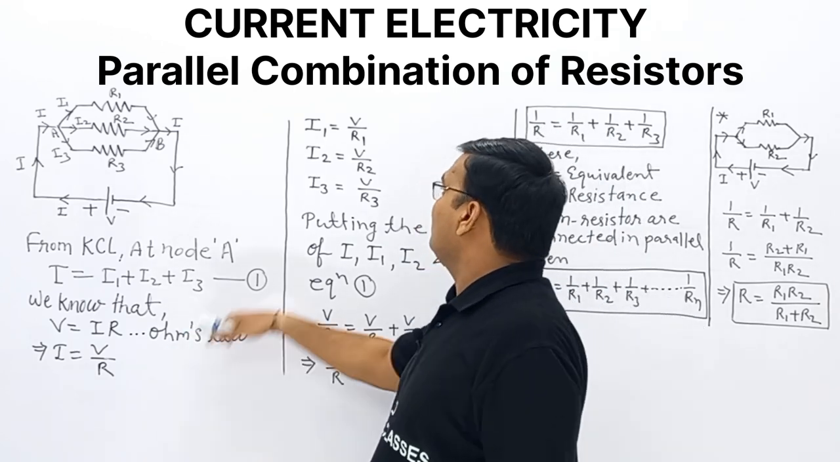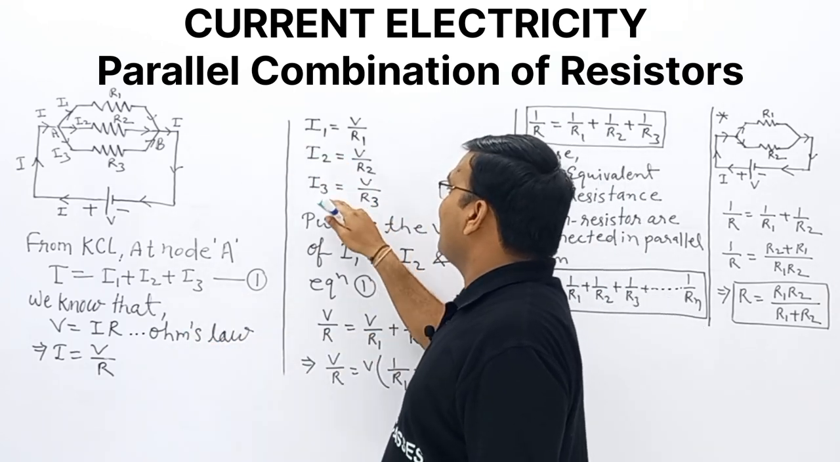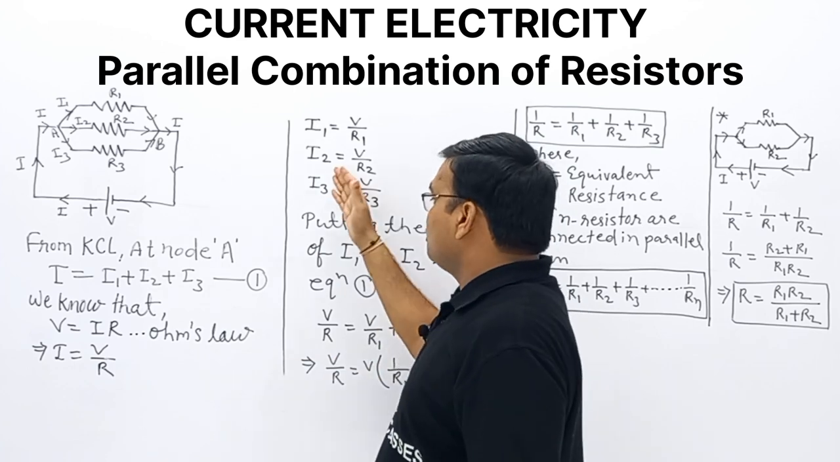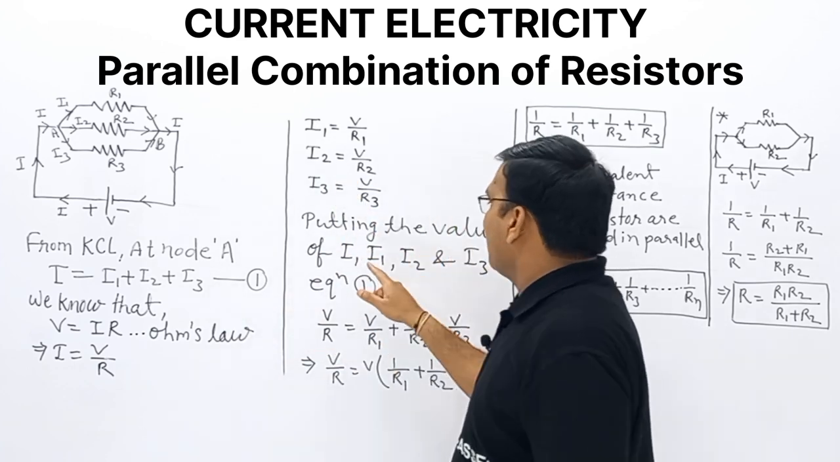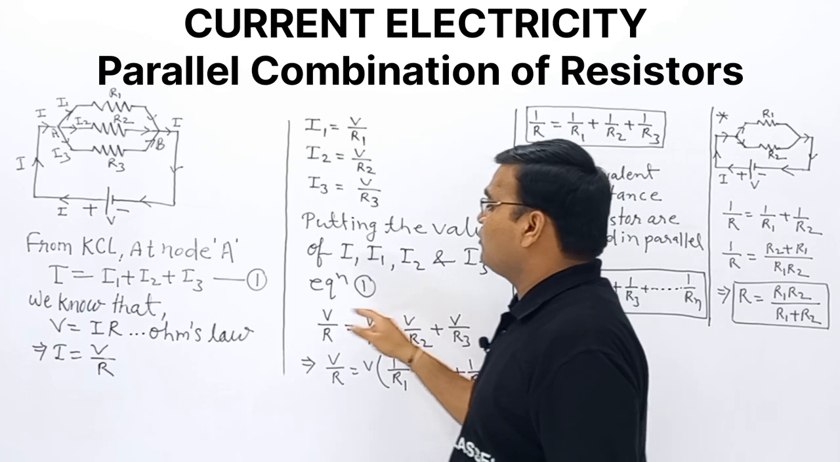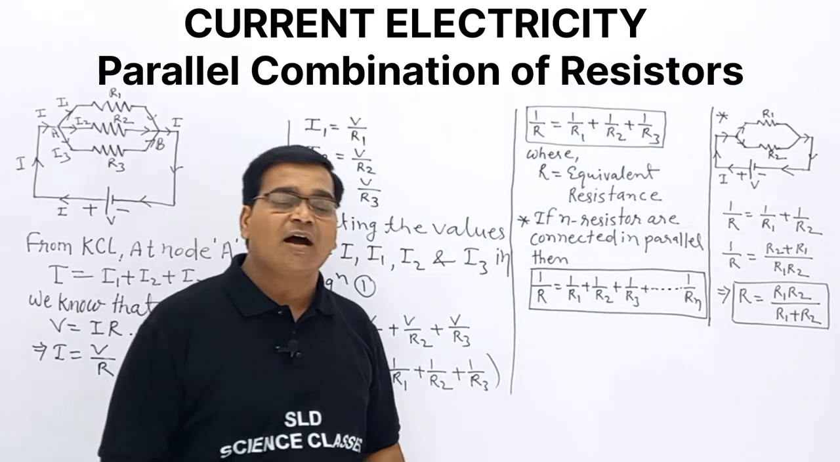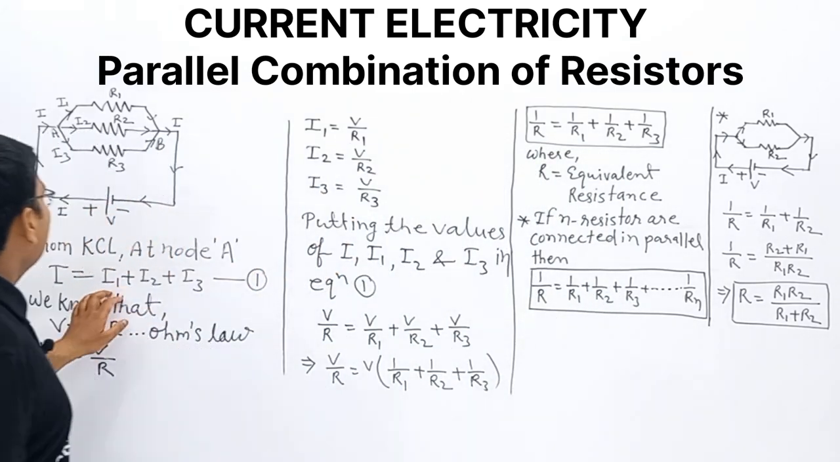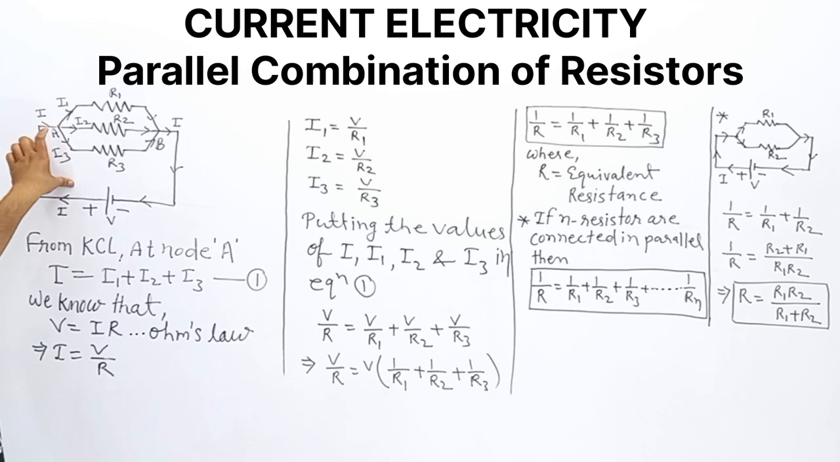So from Ohm's law we obtained the I1, I2 and I3 values. We will put these values of I1, I2 and I3 in equation number 1. And how does equation number 1 come? It comes from Kirchhoff's current law at node A. And how do we apply Kirchhoff's current law? At the node, incoming current must be equal to outgoing current.